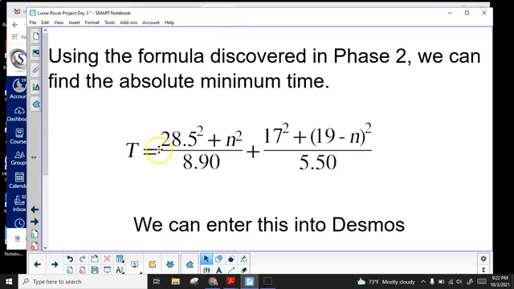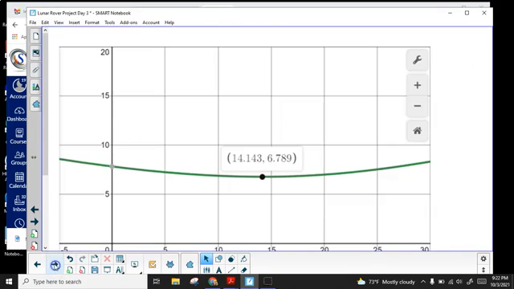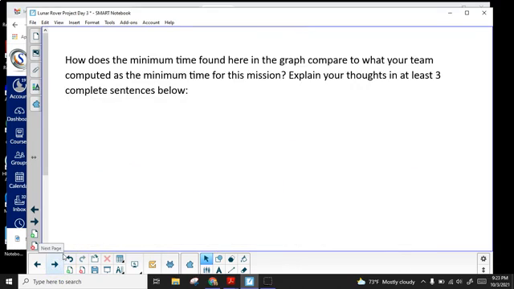This should be the formula that you found in phase 2, and we can enter this into Desmos. And when we do, we get another parabola, and it has a minimum value, and this right here is the minimum value for that, 14.143, 6.789 at this point along the crater, and this would be our minimum time in hours, 6.79 hours. So how does the minimum time found here in the graph compare to what your team computed as the minimum time for the mission? Explain your thoughts.